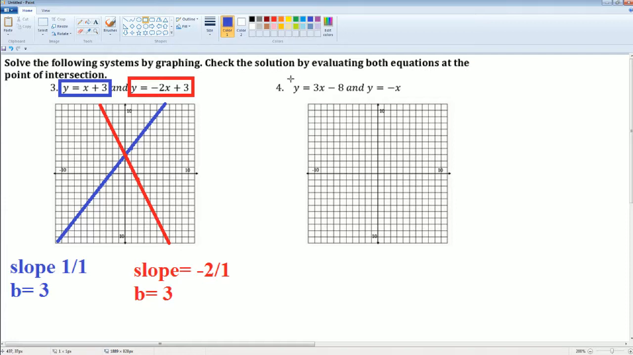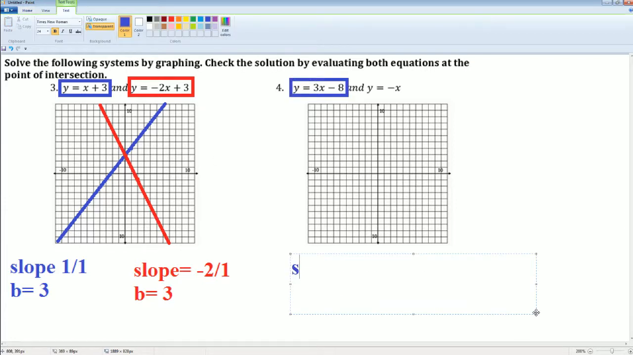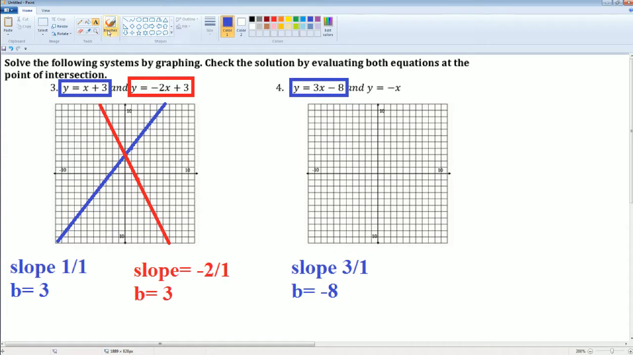Okay, again, the first one, I'm going to make that blue. Right, the slope is the value in front of the x. So the slope here is 3 over 1, because any number can be turned into a fraction by just dividing it by 1. And the y-intercept, which is b, is equal to negative 8. Alright, so here's 0, 0. Then -1, -2, -3, -4, -5, -6, -7, -8.